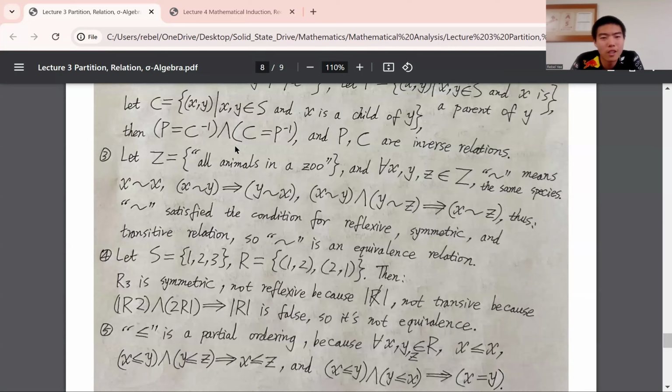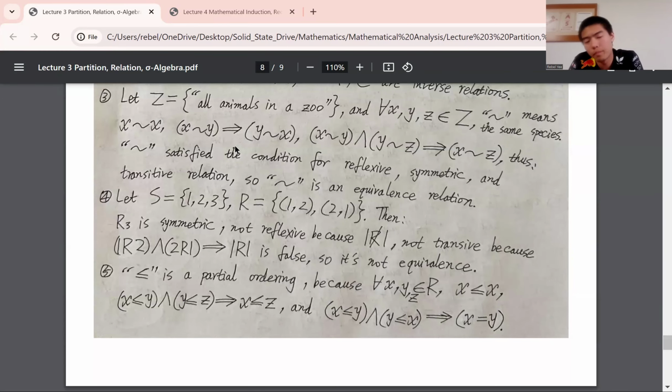So let's see the new example, for animals in the zoo. Let's first define it: the wave line means the same species. Let's check what kind of relation that is. First, consider the example of what animal I like the most in the zoo. Possibly it's a zebra. I like their color. So let's say zebra. If x is a zebra, then x itself is a zebra.